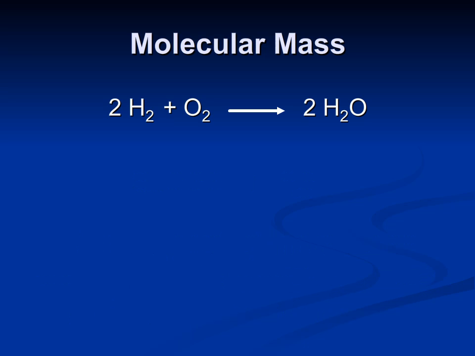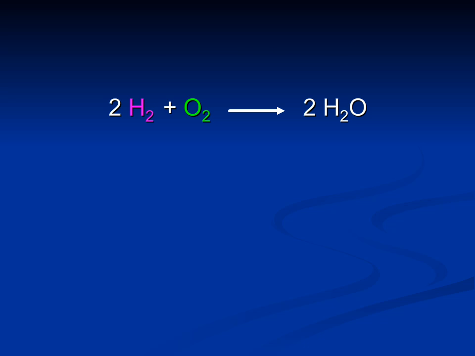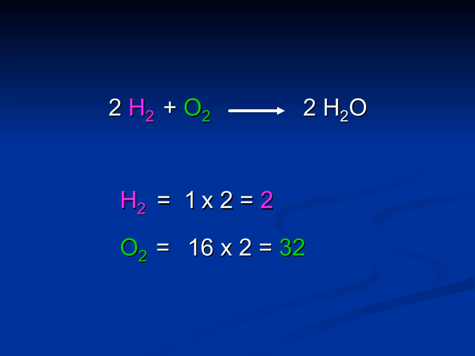Okay. Here's our equation again. What we first need to do is find out the molecular mass of the reactants, hydrogen and oxygen. So look at your periodic table and find the mass number for hydrogen and oxygen. Okay, the mass numbers are approximately 1 for hydrogen and 16 for oxygen, but they are in their molecular forms, so we need to double that number.